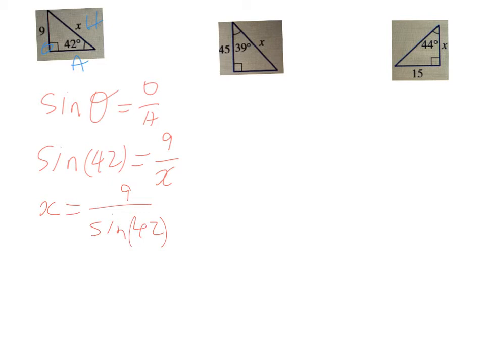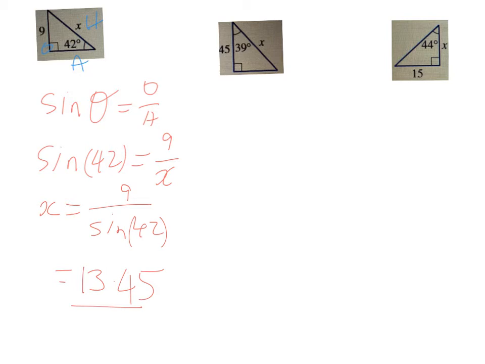We can type that into a calculator. 9 divided by sine 42. Close that off. It tells us that it is 13.45. That makes sense, because 13.45 for the hypotenuse is longer than 9. So I'm okay with that. Alright, let's have a look at the next one.